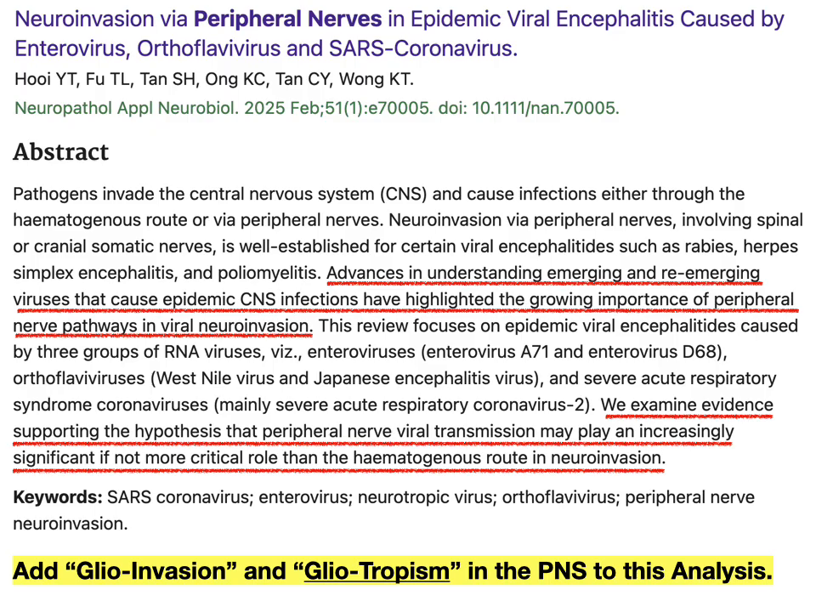In this YouTube, we have emphasized that it is now known that HSV1 can infect cells of the perineurium in a rat model of HSV1 infection. Therefore, it is important to add the concepts of glioinvasion and gliotropism within the CNS to the analysis of neuroinvasion by viruses in general.